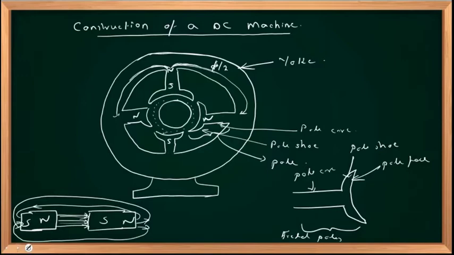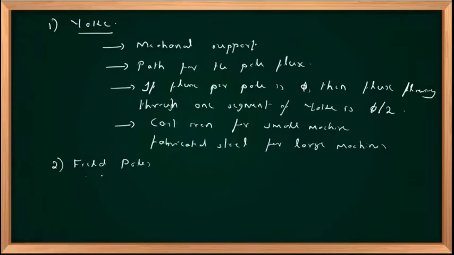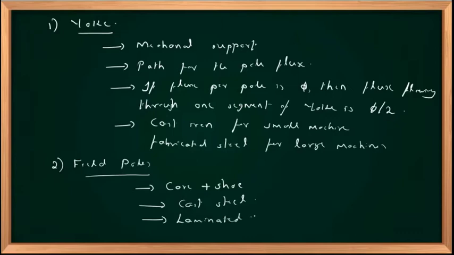So field poles will have pole core plus pole shoe, and it is normally made from cast steel. And make sure that the pole shoe is laminated. The pole shoe is laminated to reduce the eddy currents flowing through the pole shoes. So what is the purpose of this pole shoe?